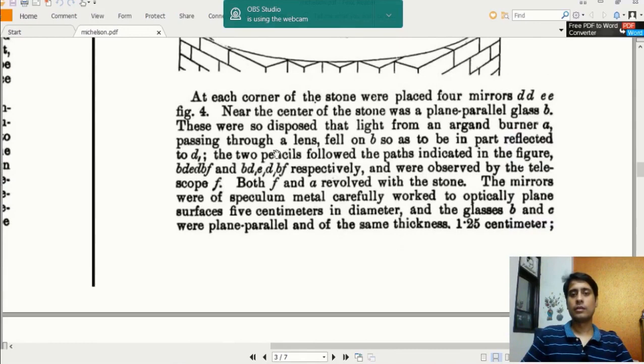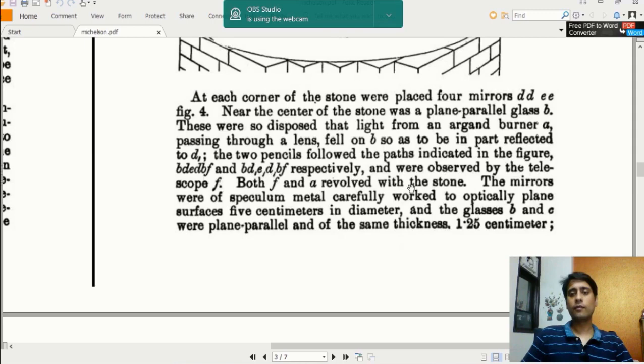So it fell on B so as to be in part reflected to D. The two pencils followed the path indicated in the figure BDED'BF and BD'E'D'BF respectively, and were observed by the telescope F. Here the word pencils refers to a ray of light, or a beam of light. Both F and A revolved with the stone.